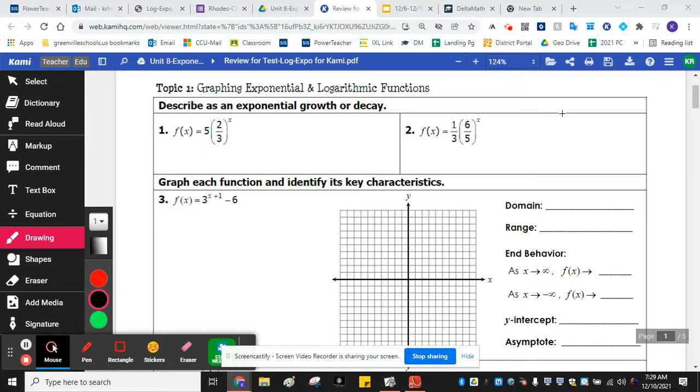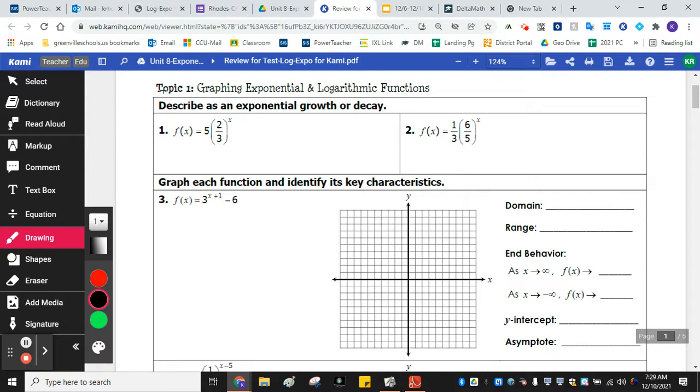In this video, I'm going to work the odds of the review so that you can see at least one of them. So first it says, determine if it's growth or decay. And remember, that's the number being raised to x. If the number being raised to x is greater than 1, it's a growth. Less than 1, it's a decay. So 2/3 is 0.666, so that would be a decay. So b equals 2/3, which is less than 1, so that's a decay.